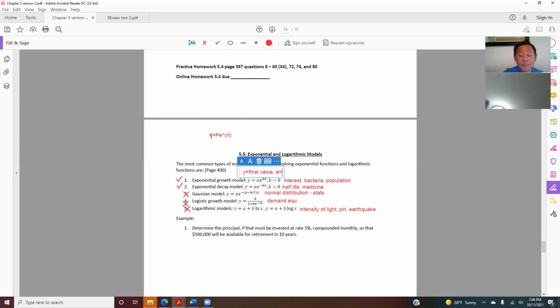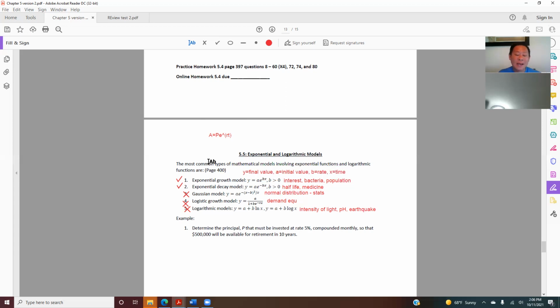If you compare A in this case to PERT, A is the same thing as P, which is the principal. Principal is your initial value, where the value is starting. So instead of A and P, we use Y and A. B in this case is the power, so it's your rate, and X is your time.